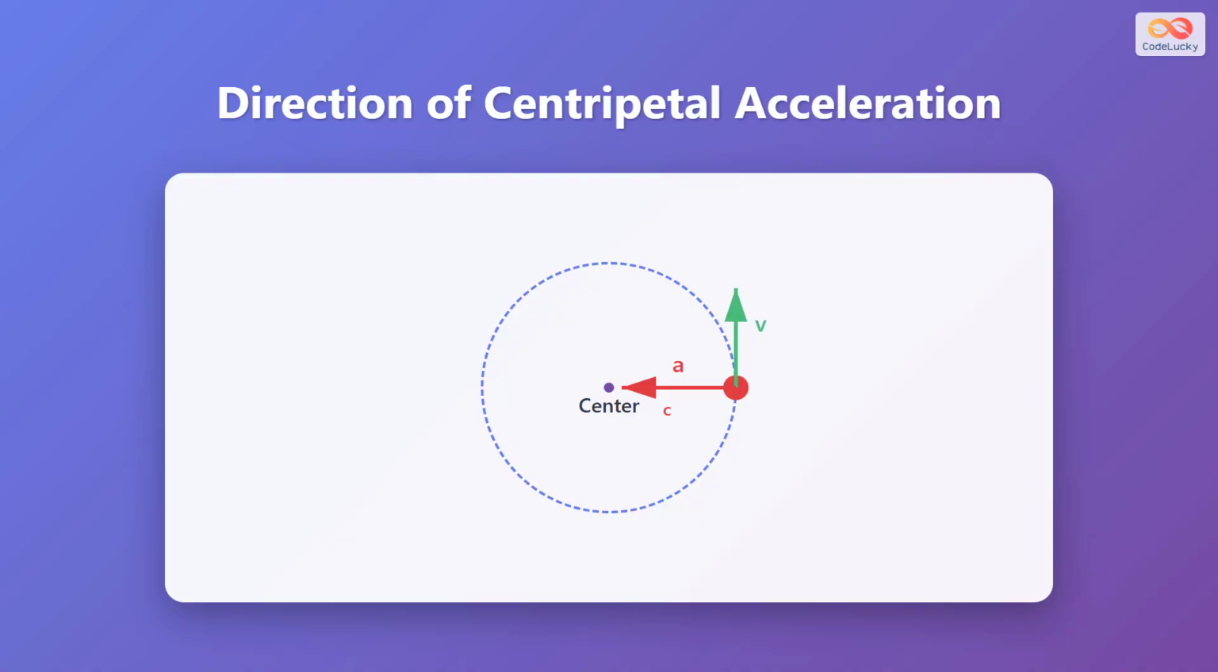This diagram illustrates the relationship between velocity and centripetal acceleration. The object shown in red is moving along the circular path. The green arrow represents the velocity vector, which is tangent to the circle, meaning it points in the direction the object is moving at that instant. The red arrow represents the centripetal acceleration, which points directly toward the center of the circle. Notice how these two vectors are perpendicular to each other. This perpendicular relationship is crucial because it allows the acceleration to change the direction of motion without changing the speed.